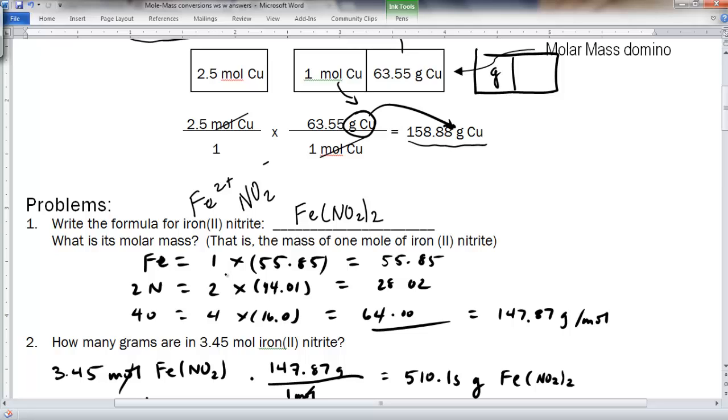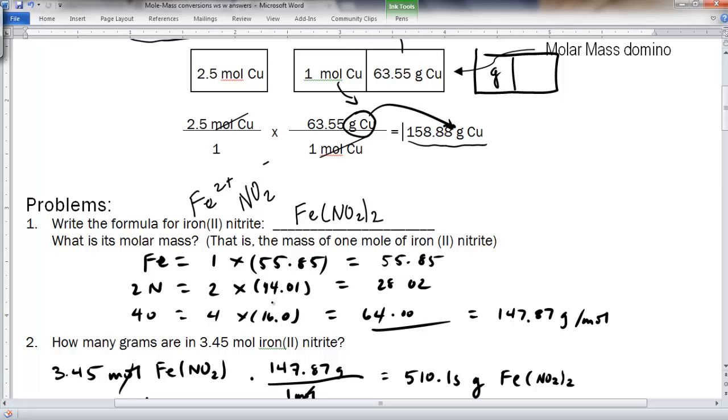What you do, of course, to figure out the molar mass is add up the molar masses of all the atoms in the compound. The molar mass of iron is 55.85, the molar mass of nitrogen is 14.01, and this, of course, is all in grams per mole. And the molar mass of oxygen, some periodic tables will say 15.9994, but I've rounded that to 16.0 for this particular problem.